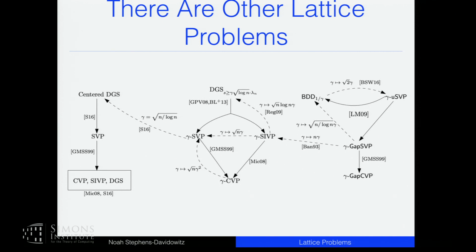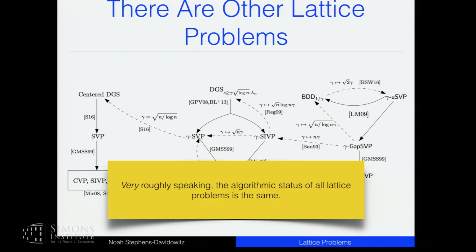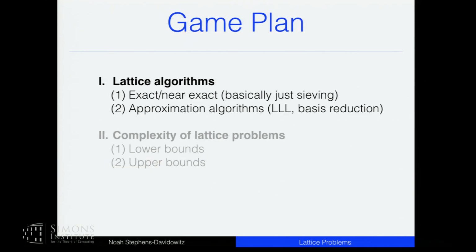And I have an even more complicated diagram than Daniele. There are many complicated relations in between. I don't expect you to interpret that at all. My point is simply that there's a lot that I'm not going to talk about, particularly about other problems. But very roughly speaking, all the algorithms that I show you work for all of these problems. Very roughly speaking.